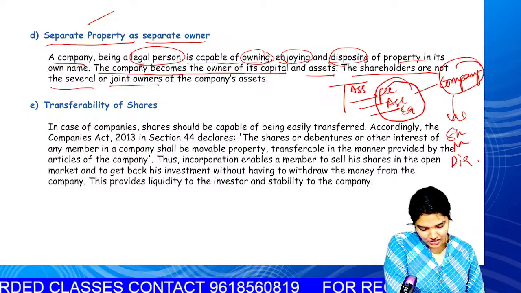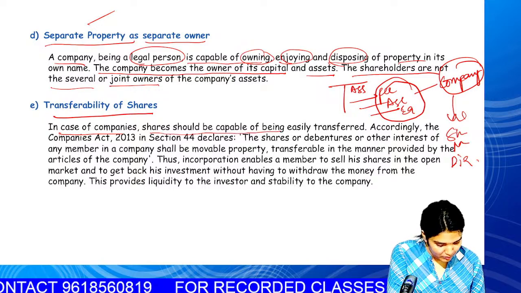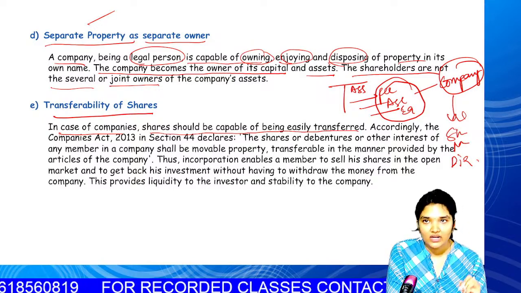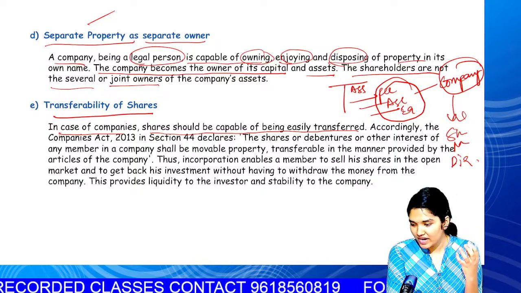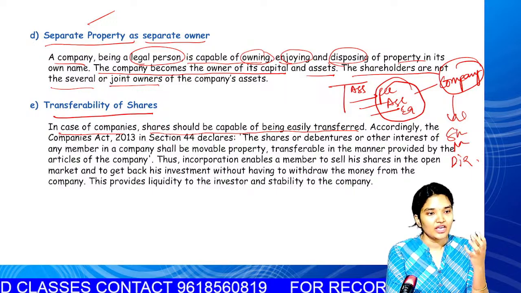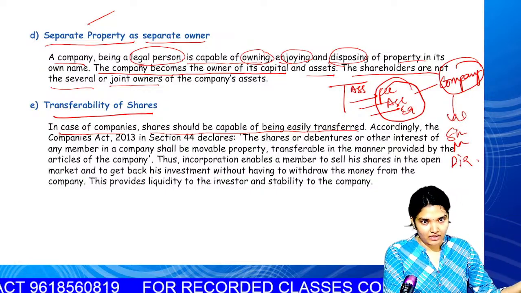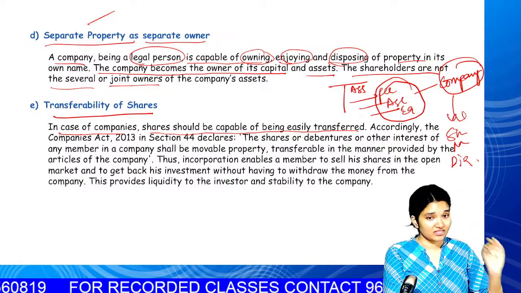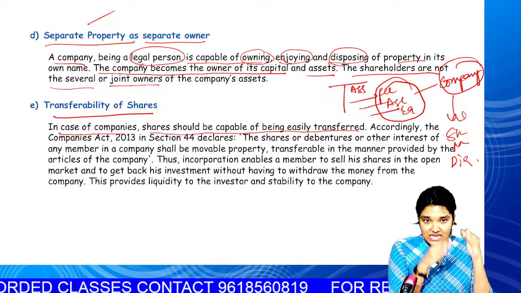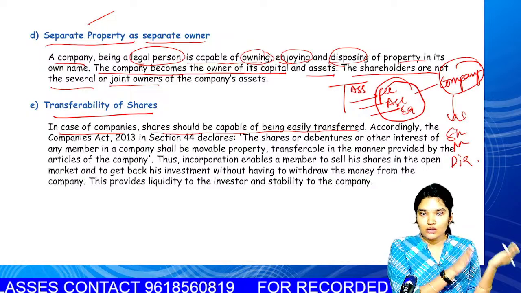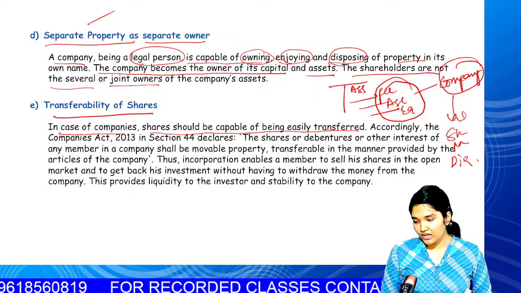So the next feature is the transferability of shares. In case of a company, shares should be capable of being easily transferred. When it comes to a partnership concern or any other concern, the capital invested is not divided into shares. If you want to come out of that partnership firm, you will be dismissed as a partner and your amount will be given as a partner, but not as a share. But in case of a company, the capital invested by the shareholders is named as shares, and they are divided into many units. So they can be easily transferred and it will show liquidity to that particular shareholder.